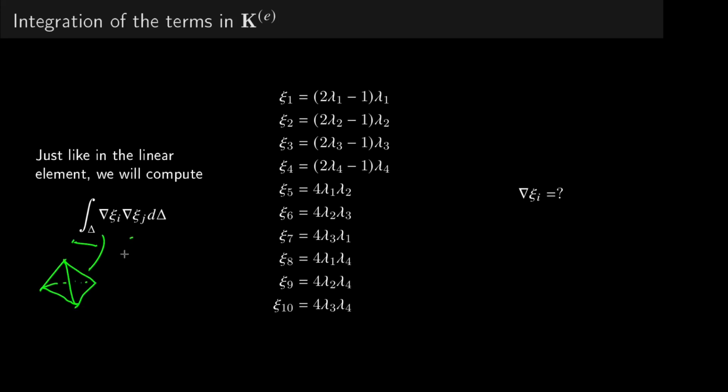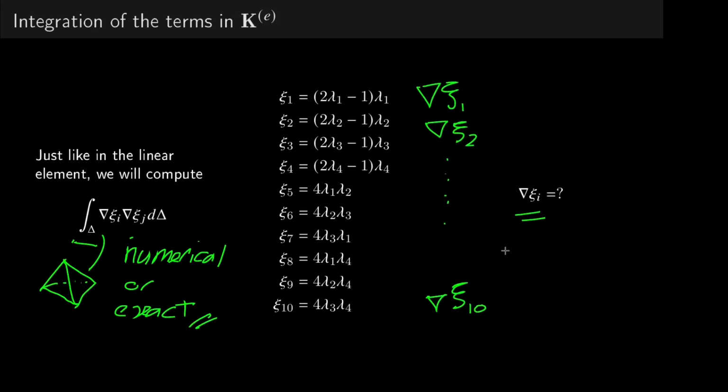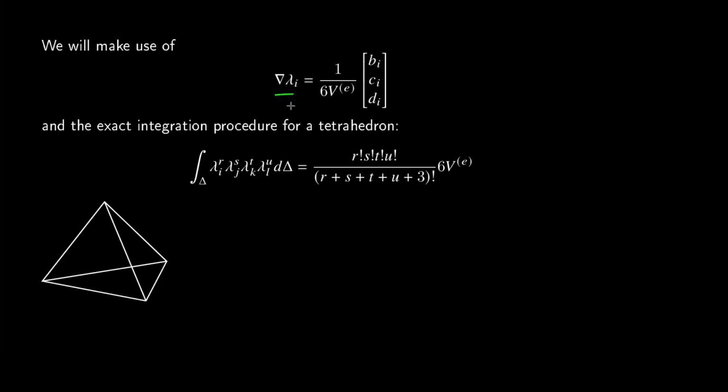And I want to emphasize that we have a choice here. We can use either numerical integration, or, in this special case for a tetrahedron, we have the exact integration formula. Here I will show you the procedure with the exact integration. So the first step is to express the gradient of psi for each function. This is what I mean when I say the procedure is the same as for the linear element.